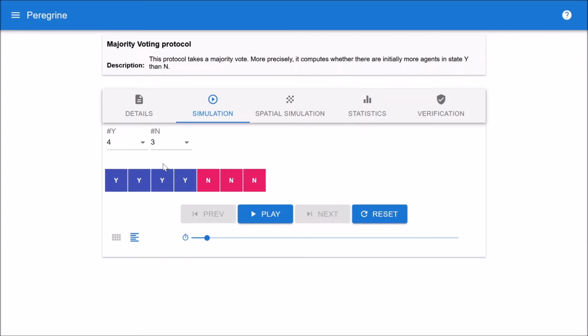For example, because the interaction is stochastic, this capital yes agent and this capital no agent might interact first. According to the transitions from before, this changes their states to their lowercase variants. The agents continue to interact stochastically until no agent can change its output anymore. If at that point all agents have the same output, we say they reached a stable consensus.